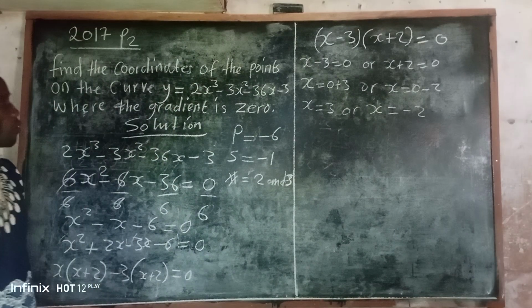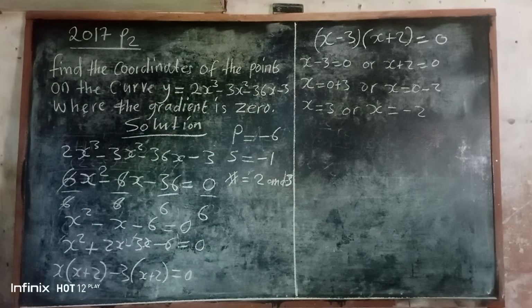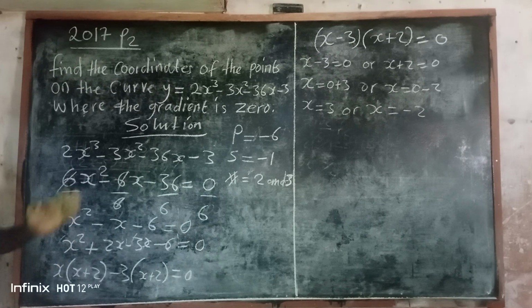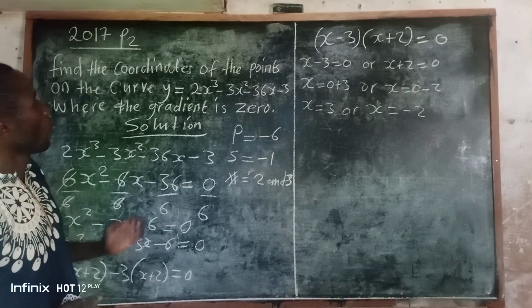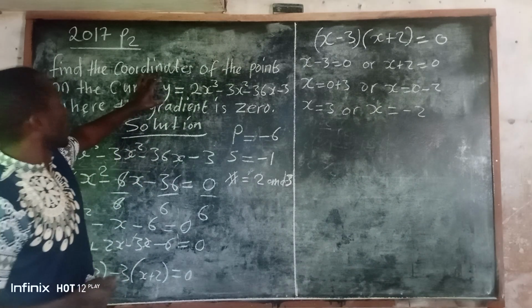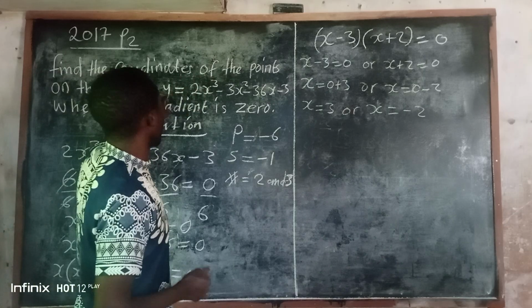Very good. So we have found the values of x. So x is equal to 3, or x is equal to negative 2. That is the way to go. So we are done with x's. Now remember, they are saying coordinates of the points. So we need to also find the values of y.